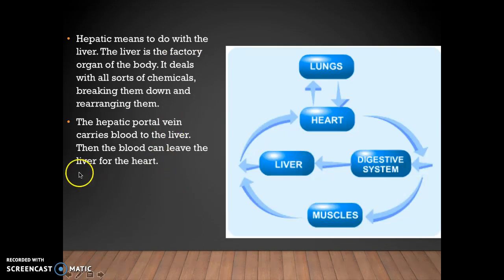So, hepatic means having to do with the liver. The liver is a factory organ of the body. It deals with all sorts of chemicals, breaking them down and rearranging them. The hepatic portal vein carries blood to the liver, and then the blood can leave to the heart. So, here's the heart. If you go through the digestive system, you're going to go to the liver, then back to the heart. If you're just going through the muscle, then you're just going to go into the heart. You don't have to go to the liver.